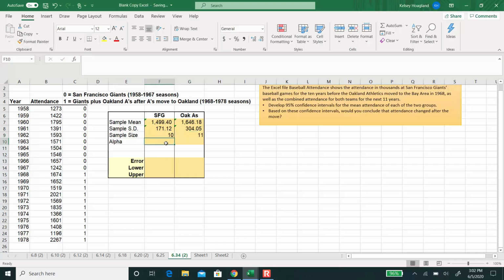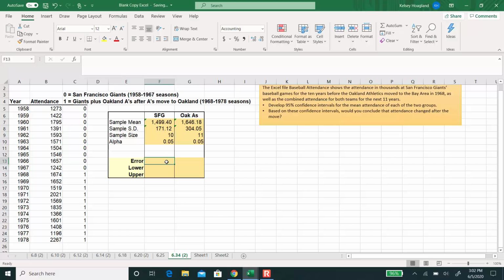Now we can find alpha. For a 95% confidence interval, you do 100% minus 95% to find alpha. So it's 5%, 0.05 as a decimal, and it's the same for both of them. And now we can find our error.